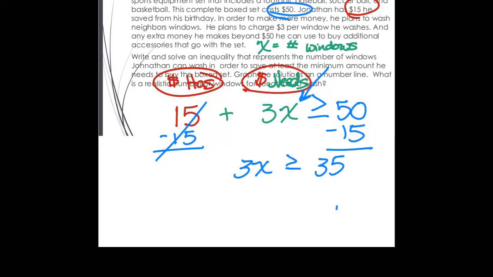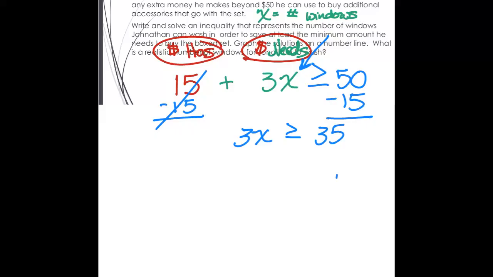All right, what do I do now? Divide by 3. Wait, do I need to flip the sign? No, it's not negative. Right, we're not dealing with multiplying or dividing by a negative. So x is greater than or equal to 11.667.